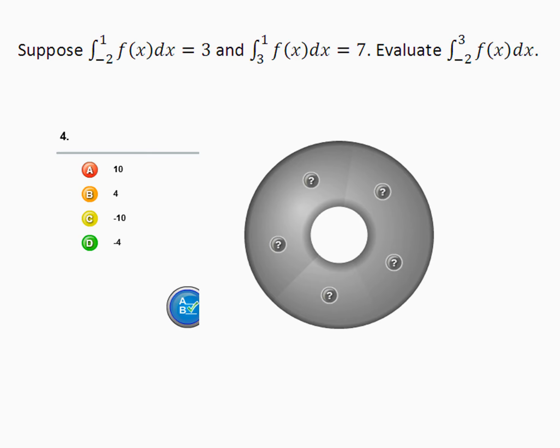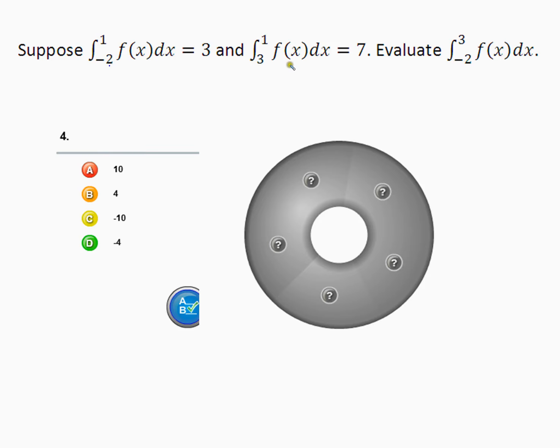Next one, we have from negative 2 to 1 is 3, and then from 3 to 1 of the same function f of x is 7. Evaluate negative 2 to 3. Be careful with this one. At first you might think it's like one we did a couple ago, but this is from negative 2 to 1, and this is from 3 to 1. Well, we can combine these if it's from A to B and then B to C. Well, this is A to B and C to B.